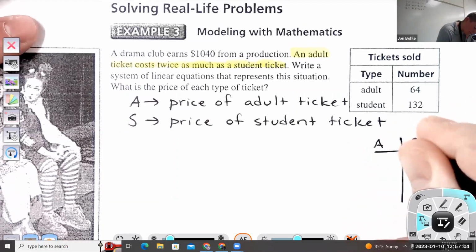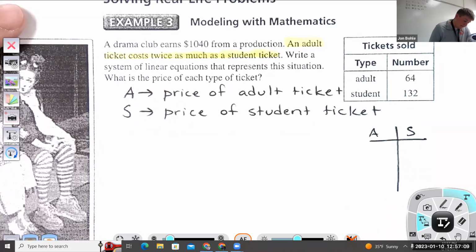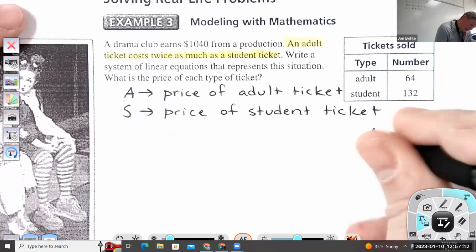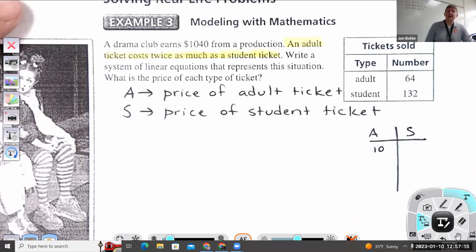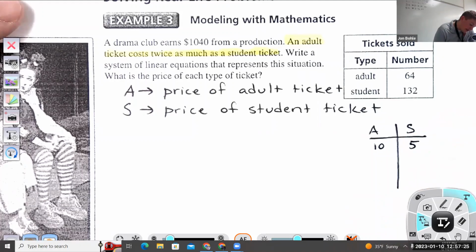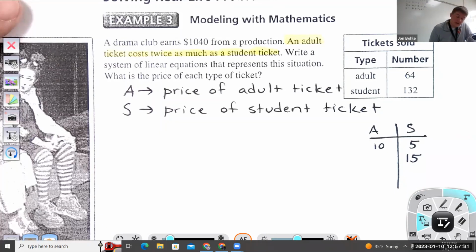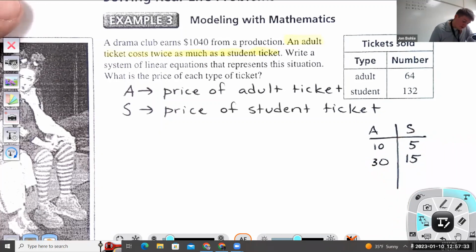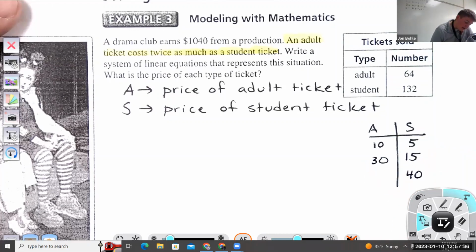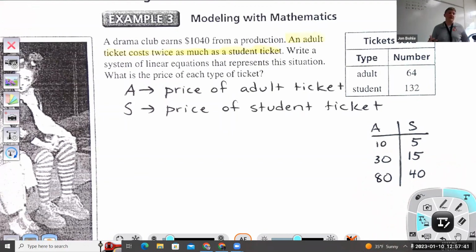All right. Let's pretend that my adult ticket is $10. I'm just making it up. I just want you to understand the relationship. Let's pretend my adult ticket is $10. What's my student ticket? $5. Let's pretend my student ticket is $15. What's my adult price? $30. Let's do one more. Let's pretend a student ticket is $40. What's my adult? Okay. I feel confident we understand the relationship.